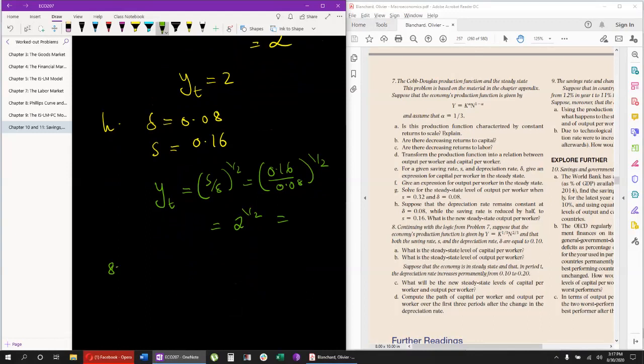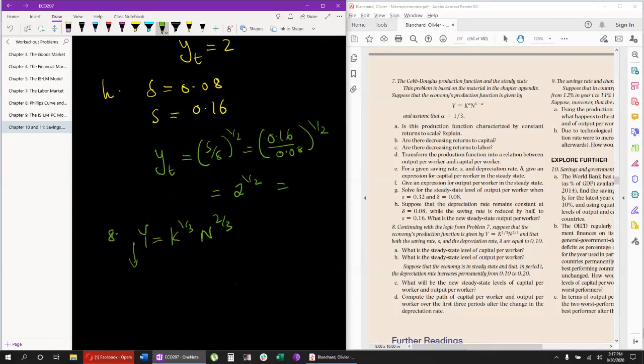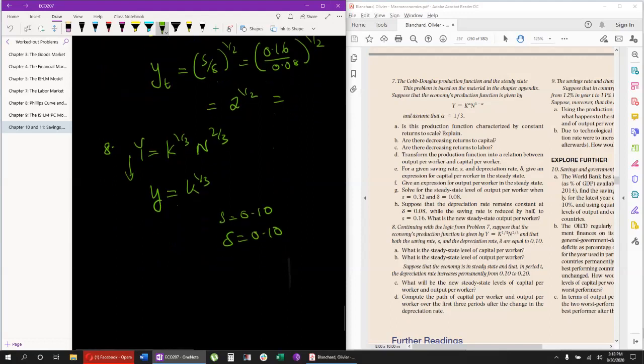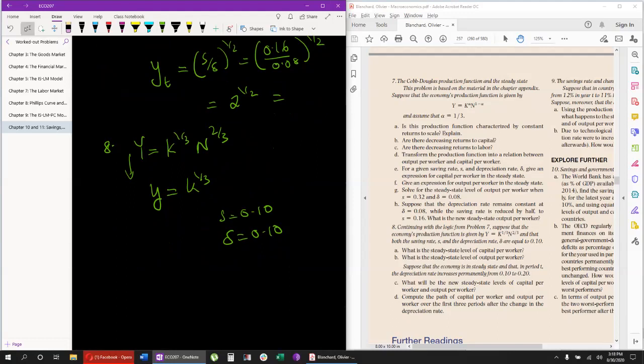We have the same equation in question 8. So y equals k to the power 1/3, n to the power 2/3. Or if we move to the per worker term, y equals k^{1/3}. Okay. And what is given is that savings is 10%, depreciation is 10%. We have to find what is the steady state level of capital per worker, what is the steady state level of output per worker. We can do A and B together.